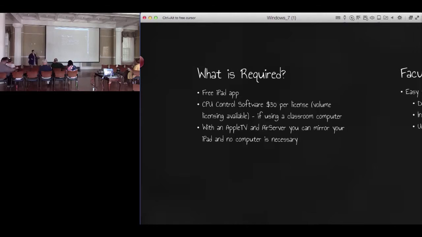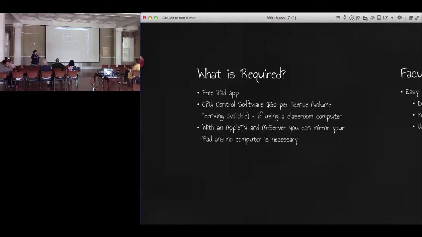The CPU control software, which is what you would put on the computer inside the classroom, runs about $30 per license. Now, there is volume licensing available. It drops the price a little bit. I think, Rick, it's in the 25, 27 range. It's not a lot, but if you're outfitting a building, for example, you can get volume licensing.